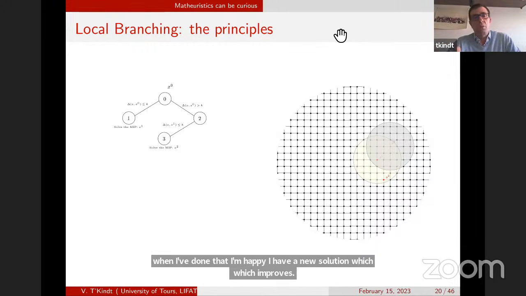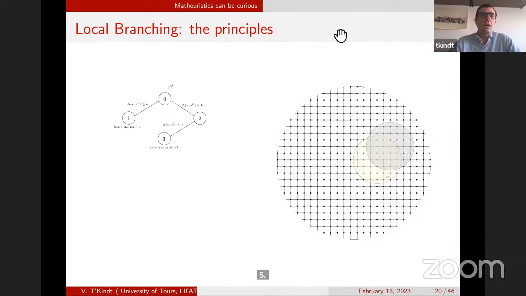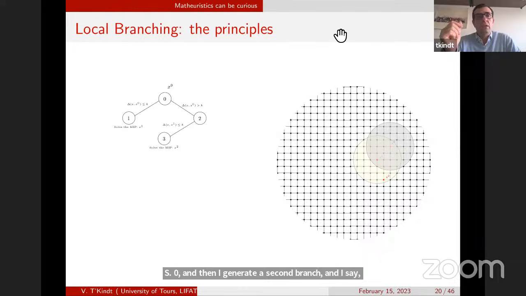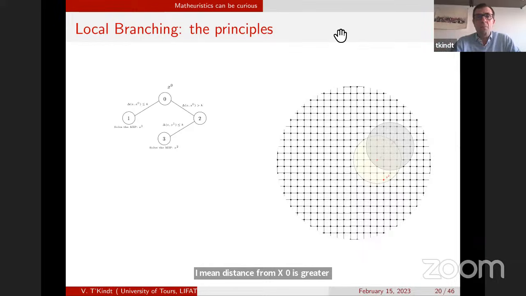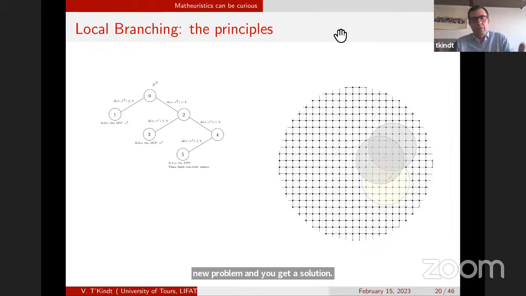Then I generate a second branch. And I say, now I want to explore outside of the neighborhood of X0. So I add the constraint to my IP that the Hamming distance from X0 is strictly greater than K. At the same time, I add the constraint that the Hamming distance with respect to X1 is at most equal to K. This corresponds to exploring the yellow area on my figure here. You solve the IP associated with this new problem and you get a solution X2. And clearly, you do that until hopefully the end.